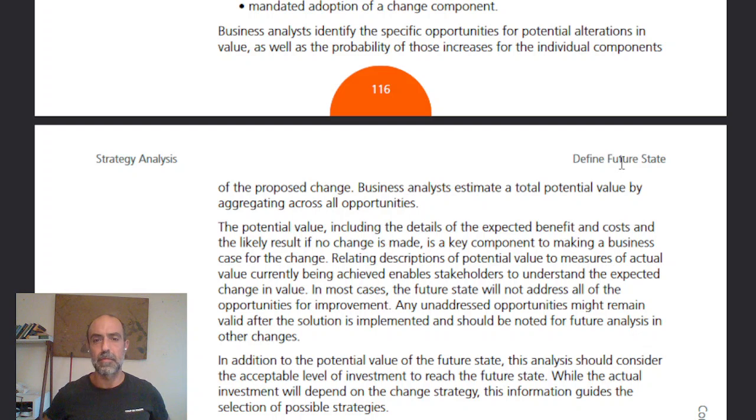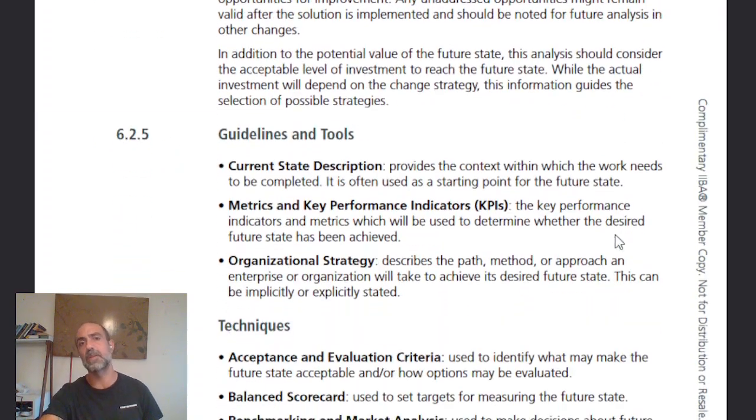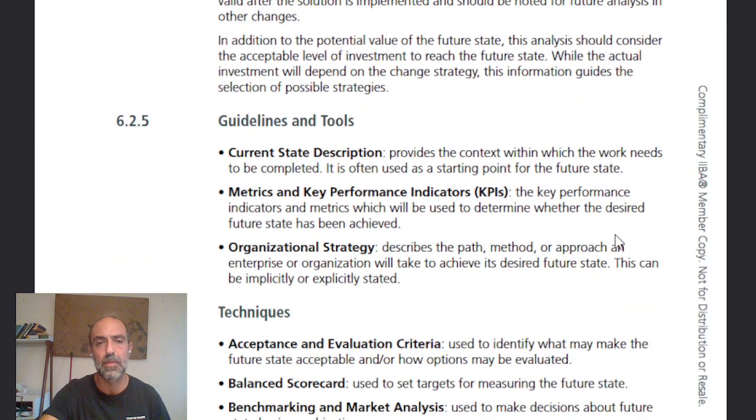And we really have to engage with the stakeholders in a way so that they understand the expected change in value. And in most cases, the future state will not address all the opportunities. Because a lot of people might be like, this is going to save us versus this is going to allow us to actually build on something better, right?